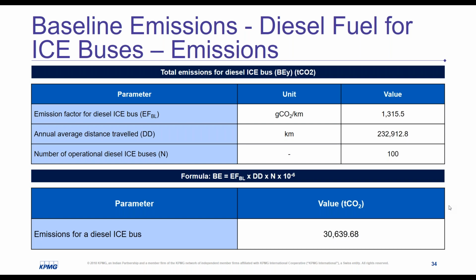So here we have total emissions for the diesel baseline buses, and they were estimated to be around 30,000 tons of CO2 per year. If you can go on to the next slide, please.